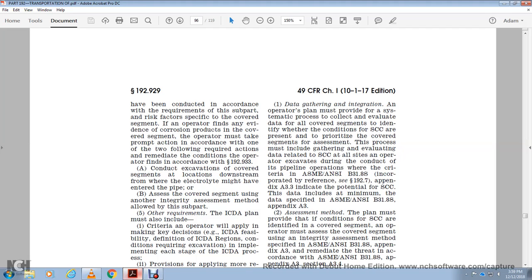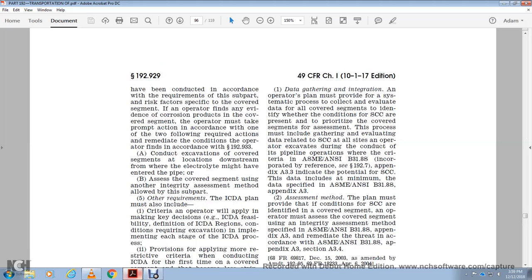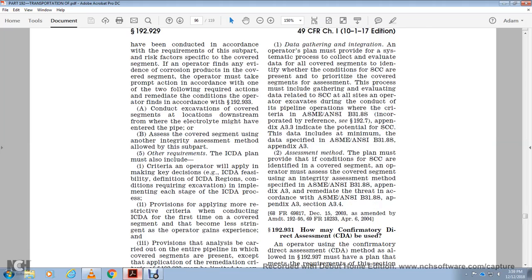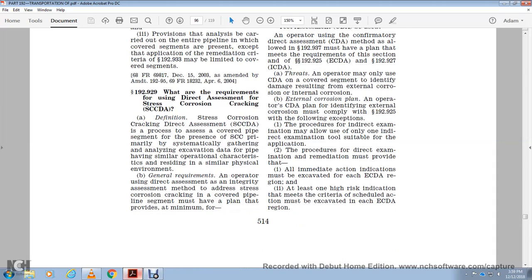Other requirements of the ICDA plan must also include the criteria the operator will apply in making key decisions: ICDA feasibility, ICDA region definition, and when to excavate while implementing each step of the ICDA process. There must be provisions for applying a restrictive strategy when conducting ICDA for the first time on a covered segment, which becomes less stringent if the operator gains experience, and provision for an annual evaluation of the entire plan. Except for the application of the remediation criteria in 192.933, this may be limited to covered segments under 192.929.